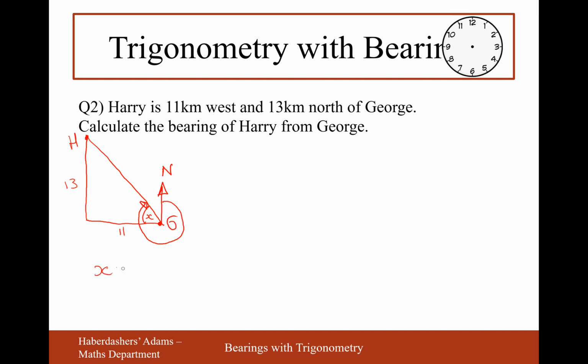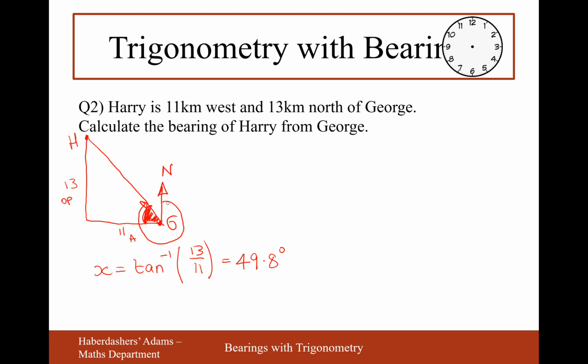So it's going to be x equals, I have the opposite side and the adjacent side, so it's going to be tan again, tan inverse of opposite over adjacent, 13 over 11. So tan inverse 13 divided by 11, and we get 49.8. After doing that, we now know that this is the angle for x.